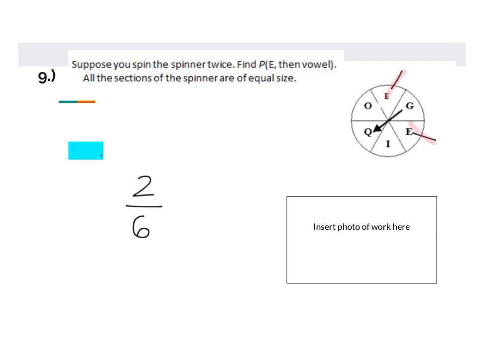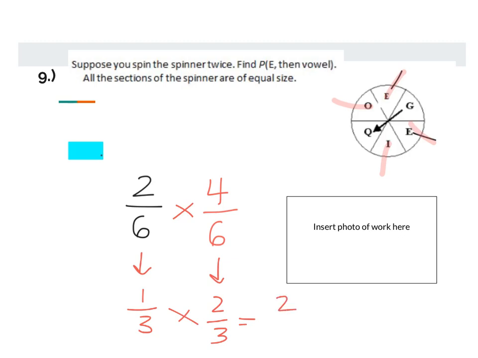And then if you're looking at the probability of a vowel, how many vowels are there? We have 1, 2, 3, 4. So 4 favorable outcomes out of, again, 6 total possible outcomes. All right, and we're going to multiply those two together. I'm going to cross simplify here, or you could just reduce each fraction. Let's do that. 2 over 6 would reduce to 1/3, and 4 over 6 would reduce to 2/3. And that makes our multiplying a little bit easier. So 1 times 2 is 2, and 3 times 3 is 9. So 2/9 is the probability of spinning an E and then a vowel.